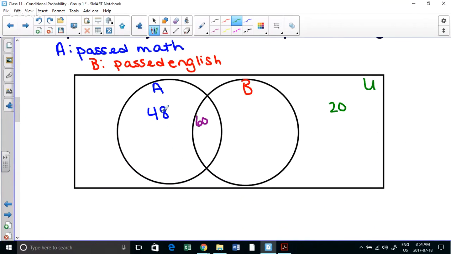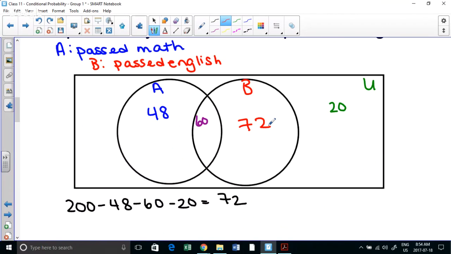So if I know that this part and this part and this part and this part should add up to 200, all I have to do is take 200 minus 48 minus 60 minus 20. And that will give me the number that passed English but not math. So 200 minus 48 minus 60 minus 20 gives me 72. So there are 72 people that passed English and nothing else.